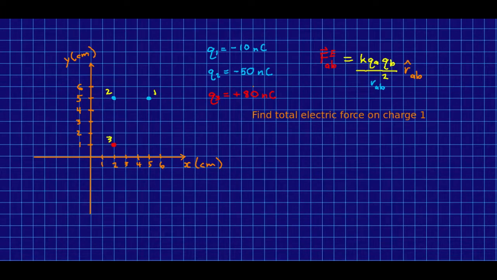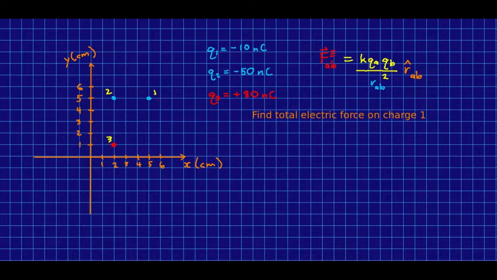Let's now work an example where we have to deal with these unit vectors. And so I've made up an example here with 3 charges, and we're going to find the total electric force on charge 1. Before starting, it's good to just think and draw a diagram, because the total electric force on charge 1 is going to consist of a sum of 2 forces.